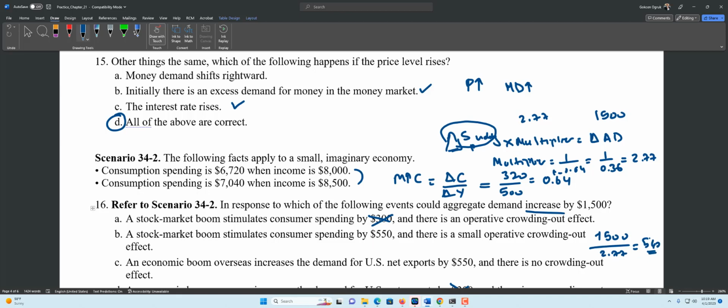If there is a crowding out impact, then, for instance, we look at this answer: a stock market boom stimulates consumer spending by 550, and there is a small crowding out impact, because 550 times 2.77 is around 1,523. So if there is a small crowding out effect, then we can see that the aggregate demand curve increases by 1,500. So the right answer is B.